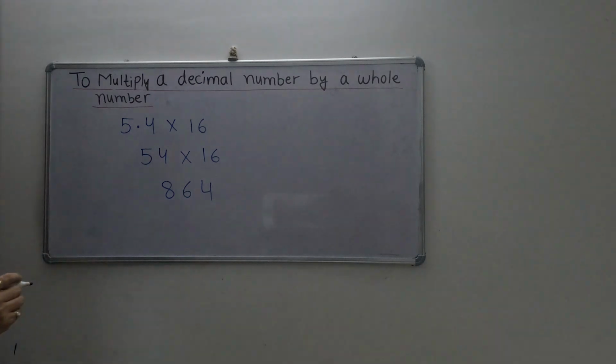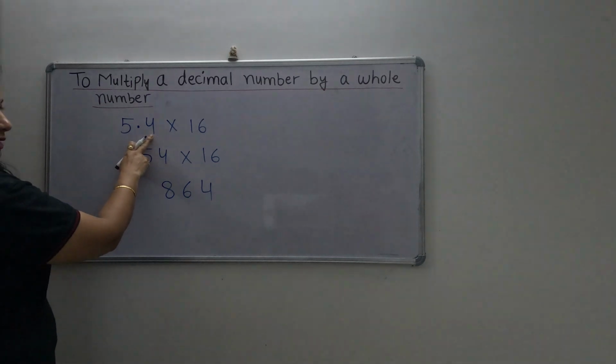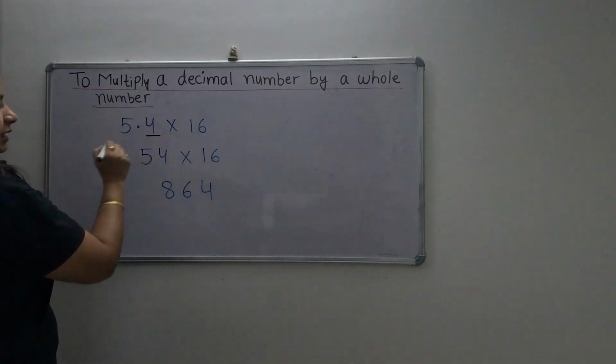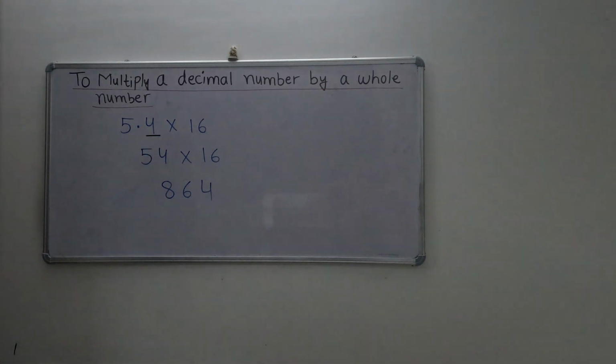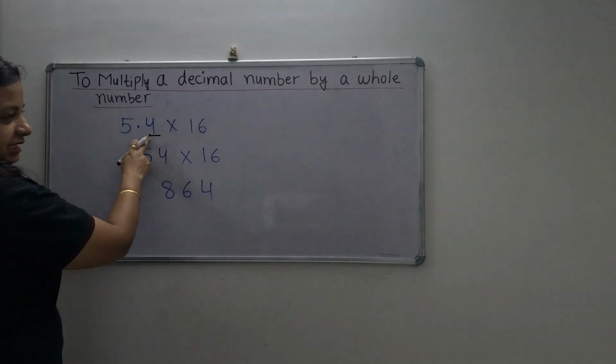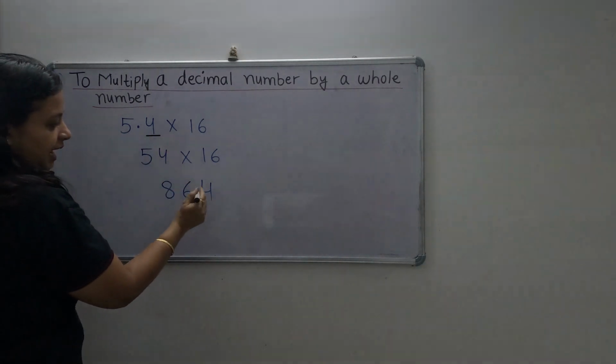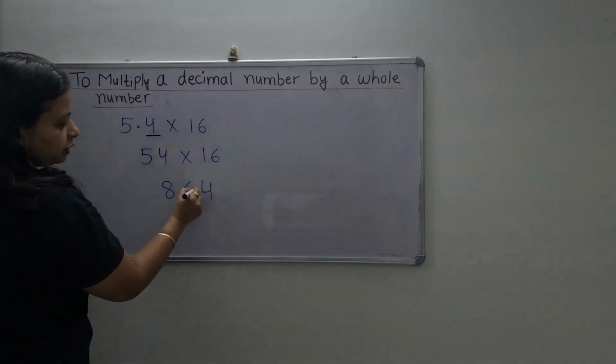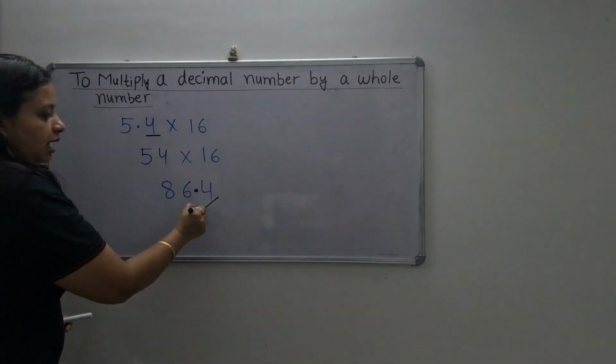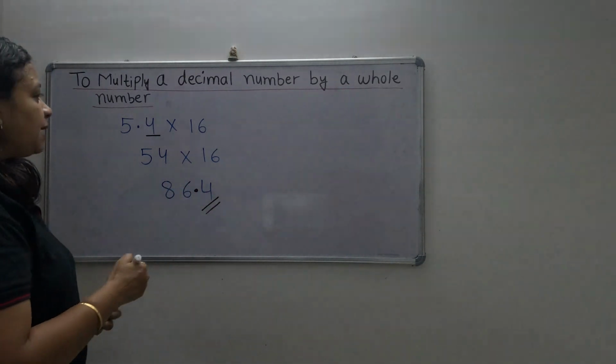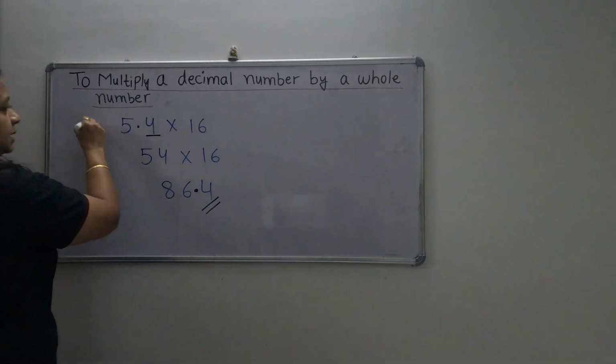Then you will count the number of decimal places in each number and add these. So here there is only one decimal place, right? After the decimal we have only one digit. So start at the right of the product and count the places. One decimal digit is here, so you will count from the extreme right. After one digit you will put the point. So this is your answer. Okay, this is the first example.